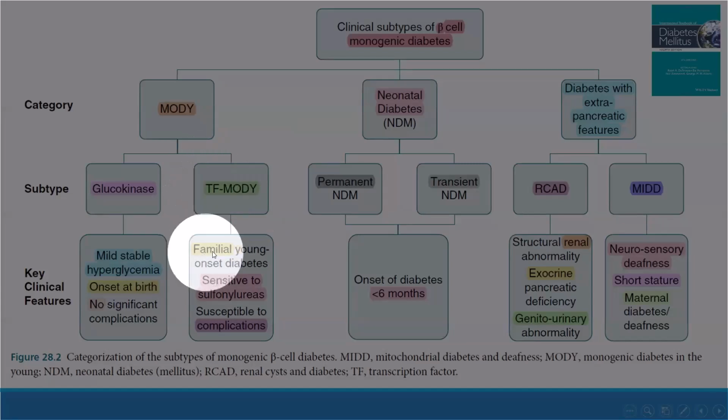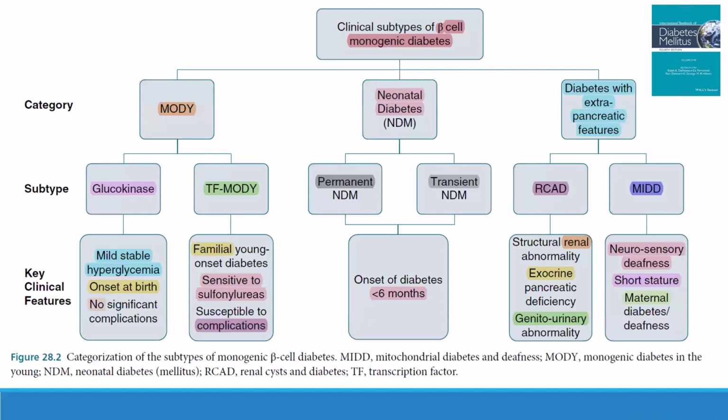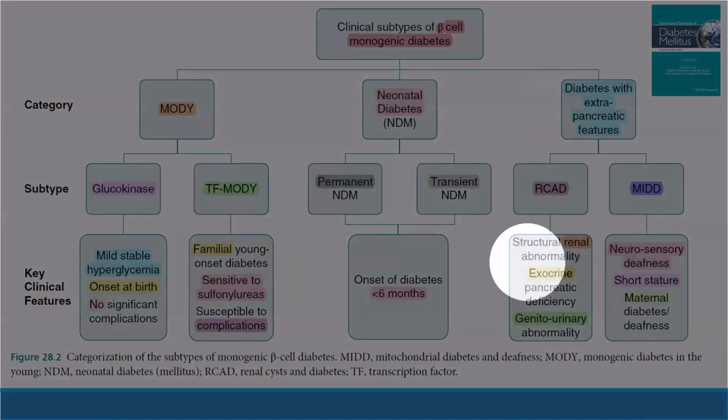Transcription factor MODY is autosomal dominant, sensitive to sulfonylurea, susceptible to complications, and treated by sulfonylurea. Neonatal diabetes is diagnosed in the first 6 months of life, permanent or transient. Diabetes with extra-pancreatic features like RCAD, renal cyst and diabetes, which is a modified HNF1 beta, renal cyst, genitourinary malformation. This is very unique for the RCAD MODY type.